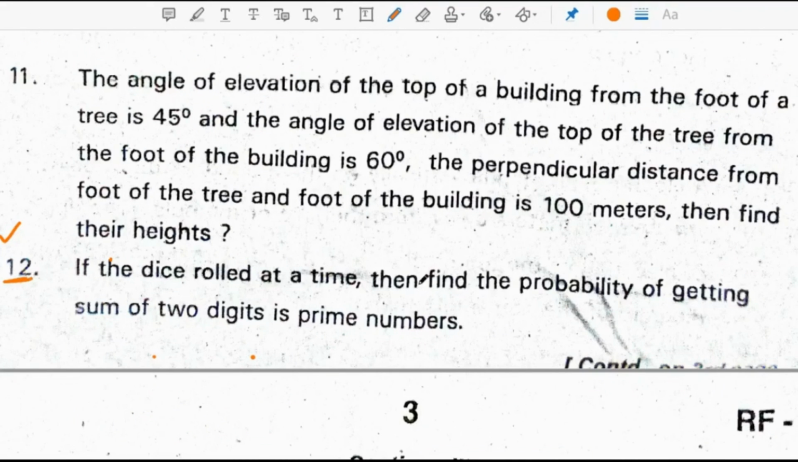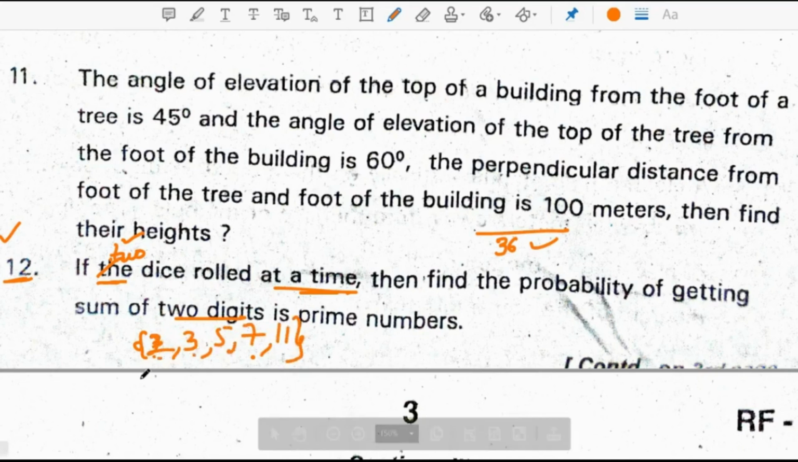12th question, if the dice is rolled at a time, then find the probability of getting sum of two digits is prime number. It seems this question is wrong, students. If two dice are rolled at a time, because at a time condition is there, means it will be 2. Sum of the numbers is prime number. Total number of possible outcome if two dice are thrown is 36. So prime numbers can be 2, 3, 5, 7 and 11.